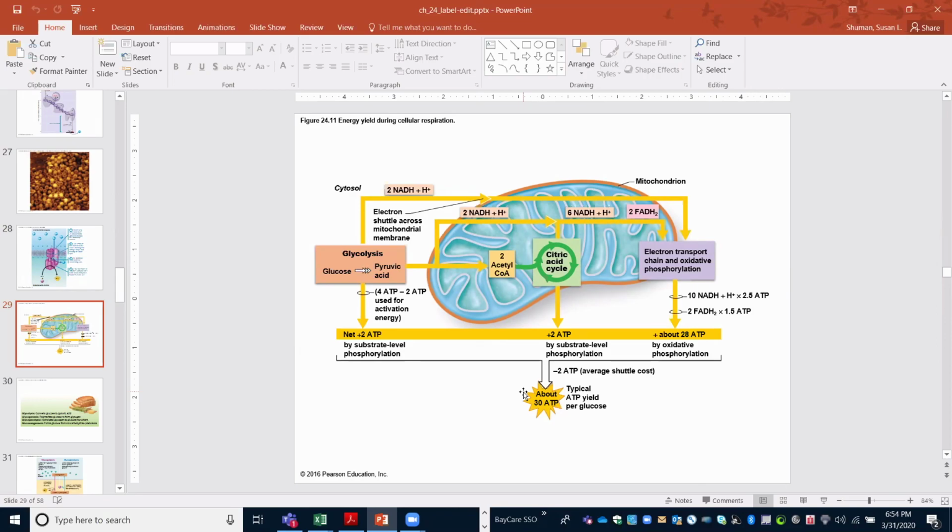And then gluconeogenesis. What am I doing? Neo, new glucose. I'm making new glucose from non-carbohydrate molecules, from amino acids and from the glycerol, that backbone of our lipids. So if I take the glycerol backbone or I take amino acids and I turn them into an aspect of glucose, it may be acetyl groups. But anyway, if I do that, that is gluconeogenesis.